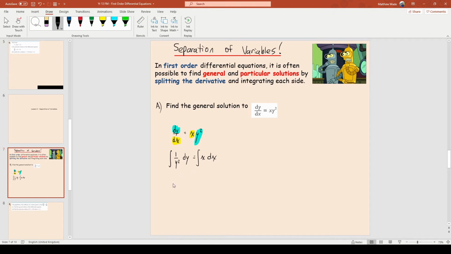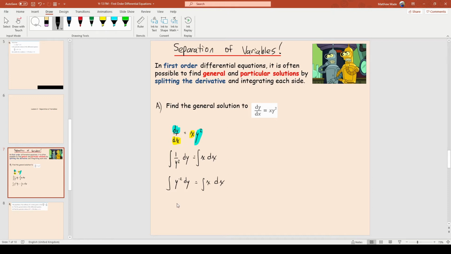So instead of 1 over y squared, I'm going to write this as y to the power of minus 2 dy. So it's the integral of y to the minus 2 dy, and just leave this as it is, x dx. And you carry out the integration. This is the integration of y to the minus 2 with respect to y, so the variables match up.